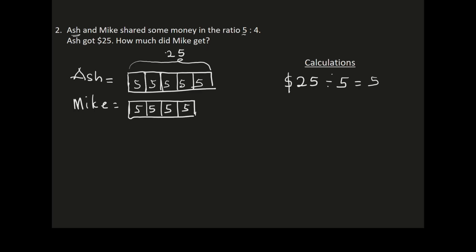Part B of the question says, how much did Mike get? So this will help us find the total amount for Mike. This gives me 5 times 4, because I have 4 lots of 5, and that is $20. So in total, Mike got $20.